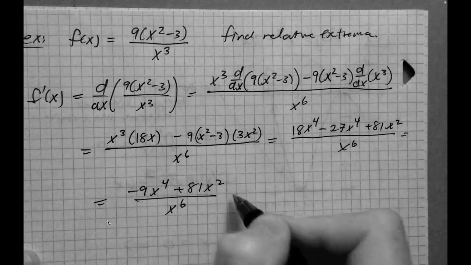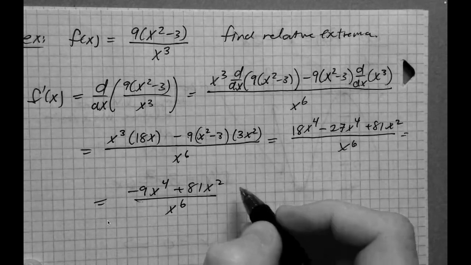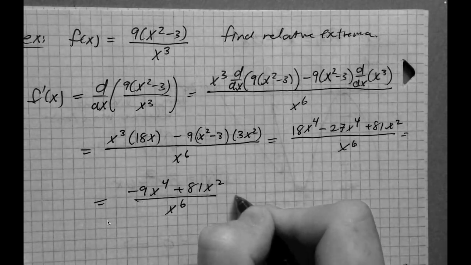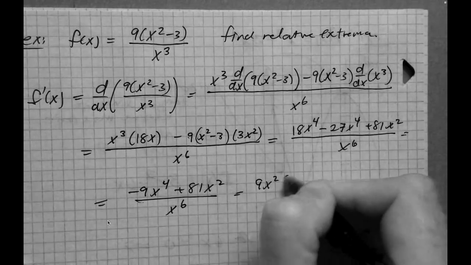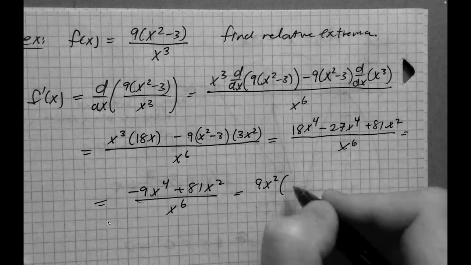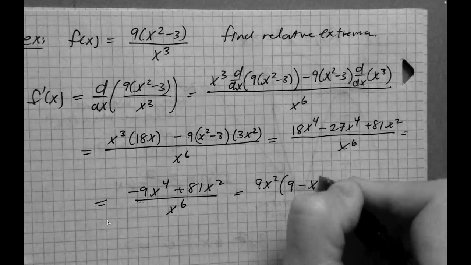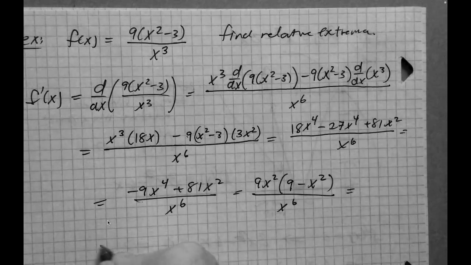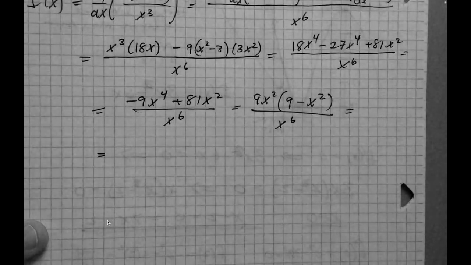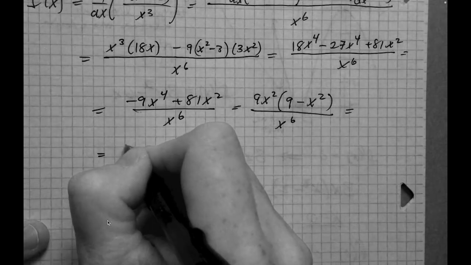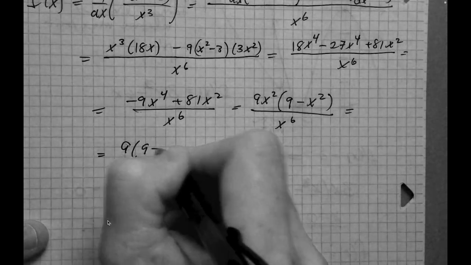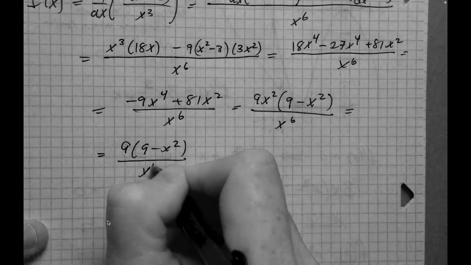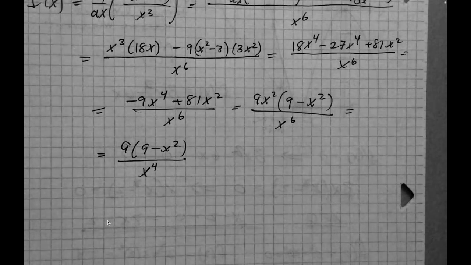Okay, and let's see, there's lots of things we can do here. Let's factor out 9x squared here. When we do that, we will get like 9 minus x squared, and then all over x to the 6th, and we can do a little bit more. We're getting close. Just try to get this down to as reasonable as possible. So maybe it'll be 9 times 9 minus x squared over x to the 4th. Okay, so that might be a good place to leave it. That's probably the best place to leave it.